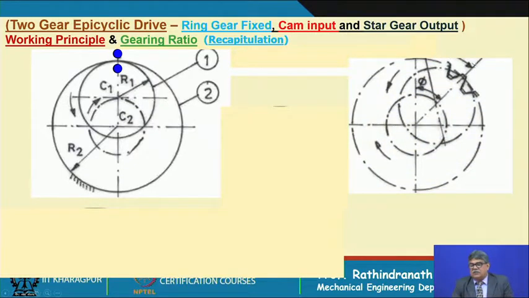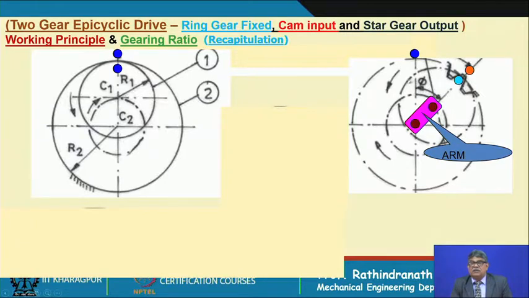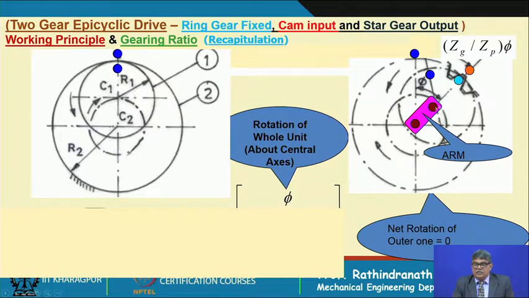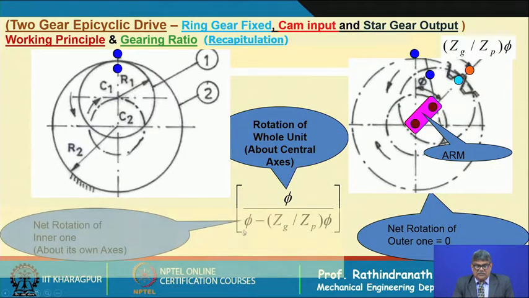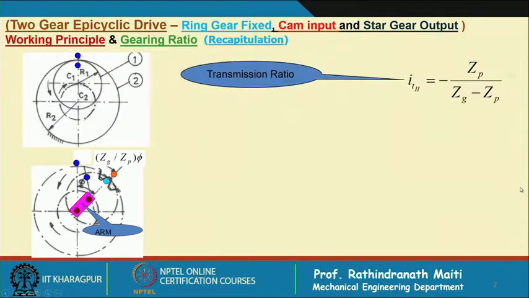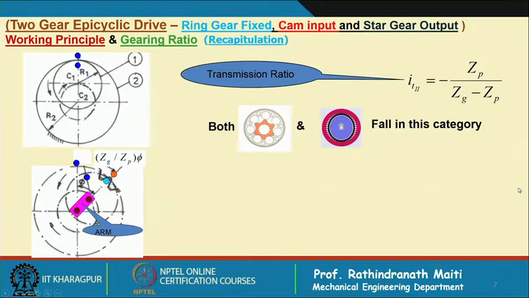In this case, as already described, if we consider these 2 points and rotate the whole unit first by phi and then rotate this inner member in the opposite direction, so that the outer member becomes its original position, that means ring gear is fixed, and we find this input is phi, the cam has rotated by phi angle, output has rotated by first phi and next (z_g minus z_p) into phi in the opposite direction, and we get this type 2 motion.